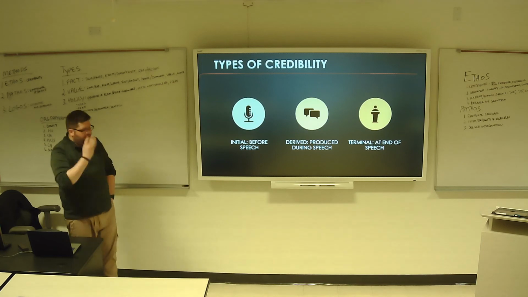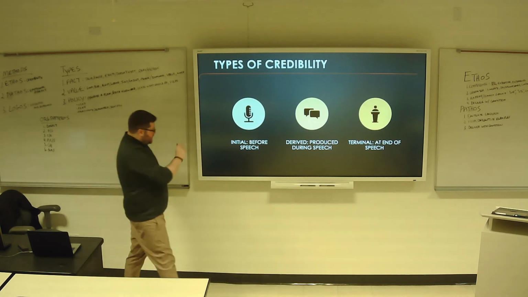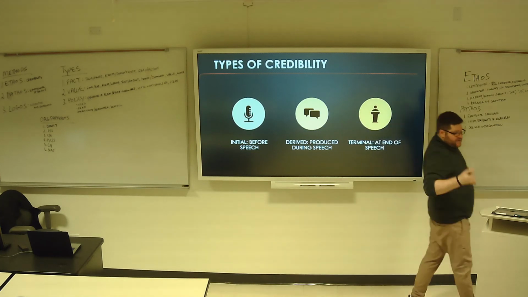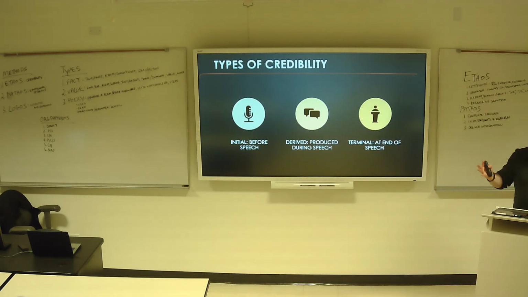There are three types of credibility. The first is going to be your initial credibility. This is the credibility that's developed prior to your speech as you walk into the room. And we can communicate and develop our initial credibility through our nonverbals, through strong and confident movement, through our attire.